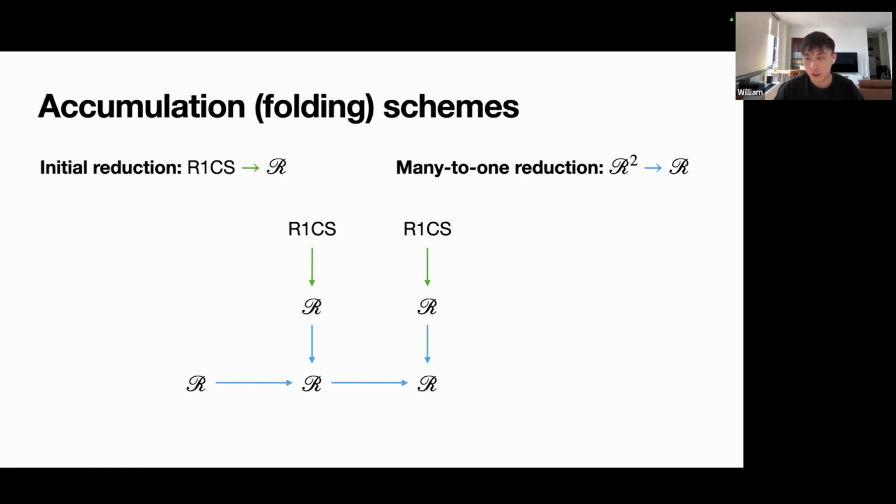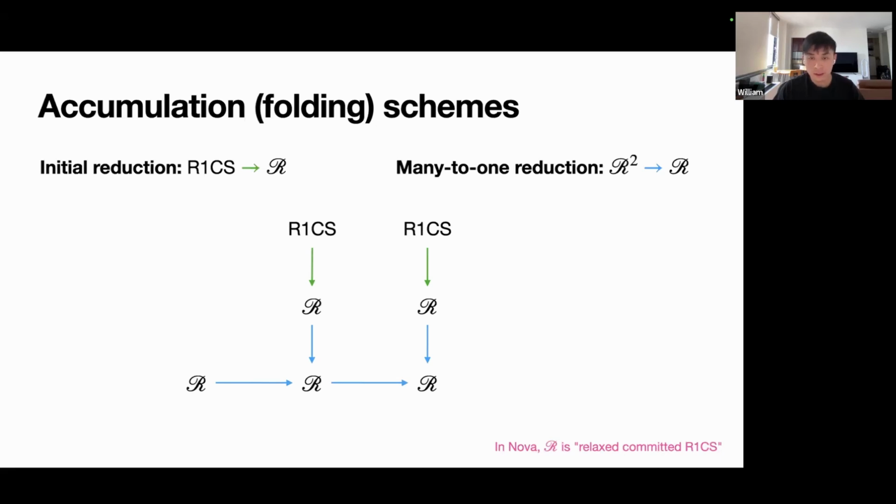Okay, and just for some context, in a folding scheme like Nova, for example, the central relation here is what they call relaxed committed R1CS, which in some sense is basically equivalent to R1CS. And so for Nova, this initial reduction is trivial. And really, you would be talking about this many-to-one reduction as the folding scheme. Whereas for us, I think it will be useful to explicitly distinguish between these two components of the accumulation scheme.